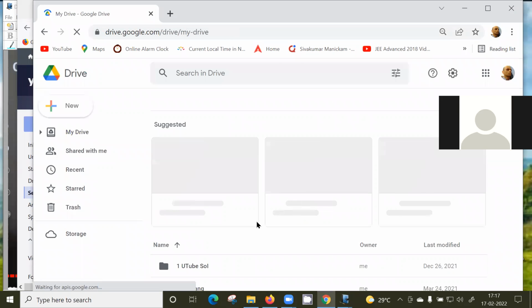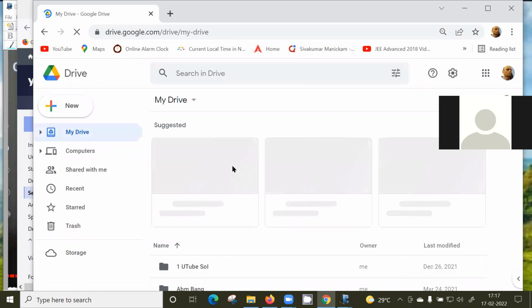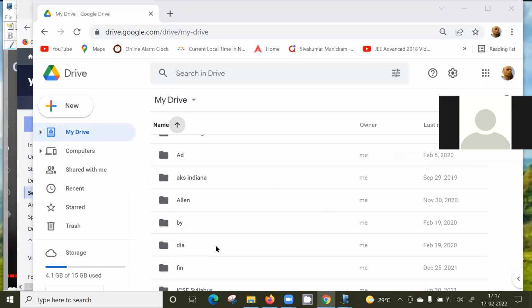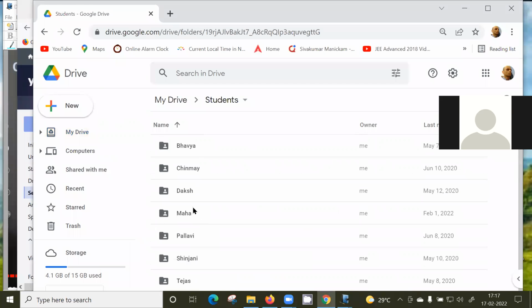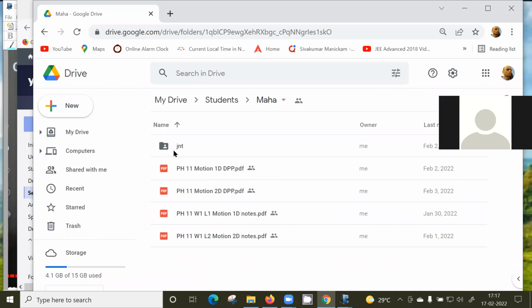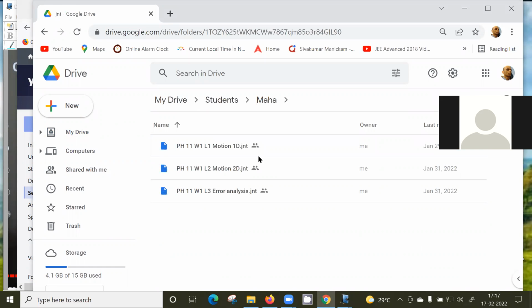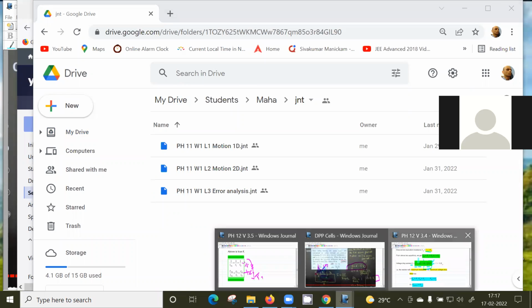Because if you don't revise, it's not useful. If you forget, then what's the point? So here your folder is there. Okay, I've created a folder JNT. That's for the JNT files. So this thing you have to download, and then you have to open it in your machine, laptop. .jnt file, and it will open like this one. This is the file.